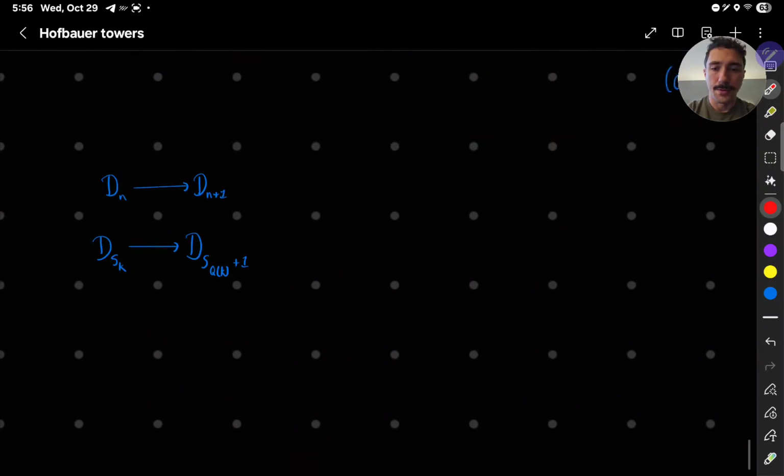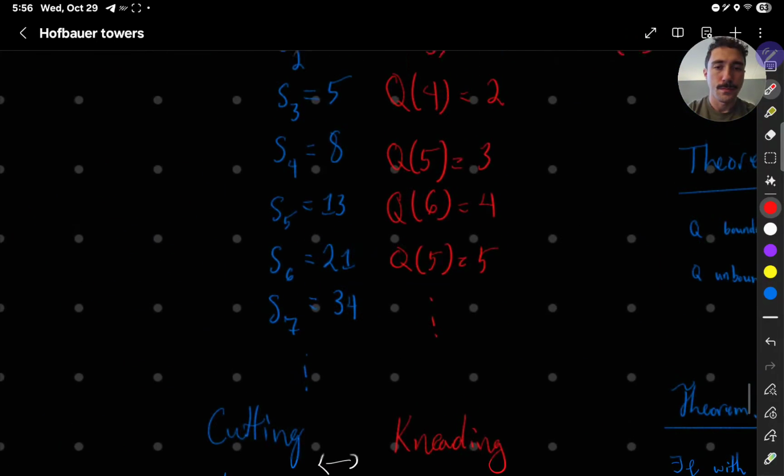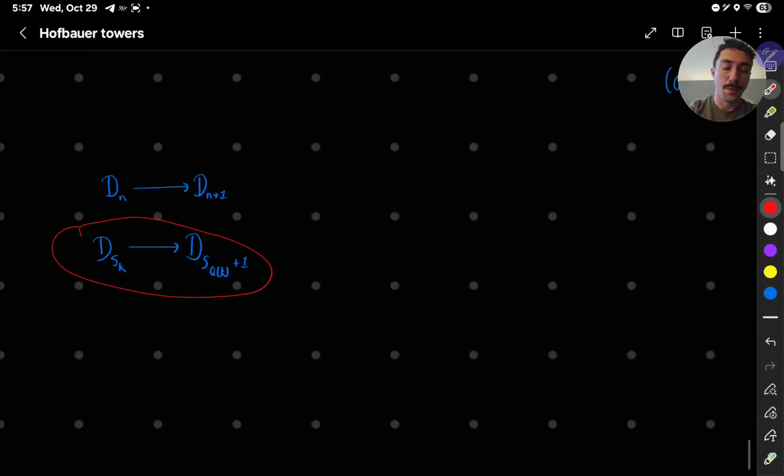Right, so we can just go ahead and construct this. We know our cutting times and we know our kneading map. And in fact, this rule uses both, so you actually do need both to build up this Markov graph.